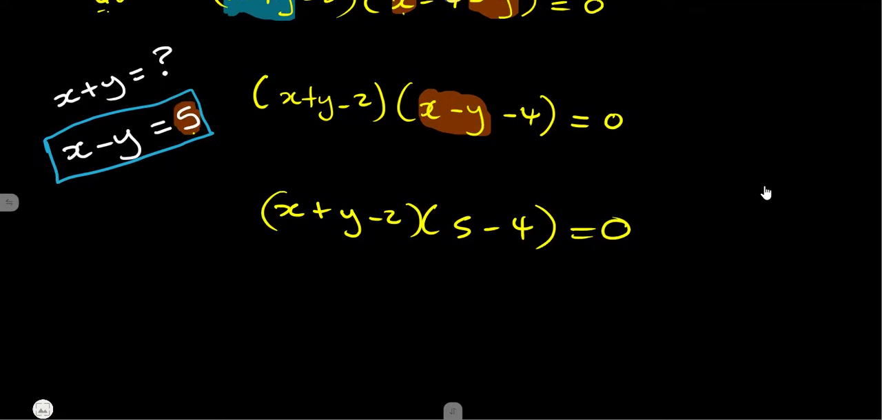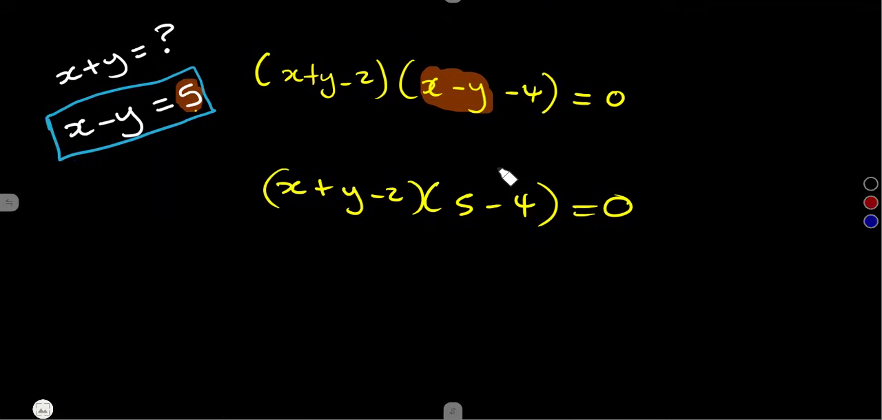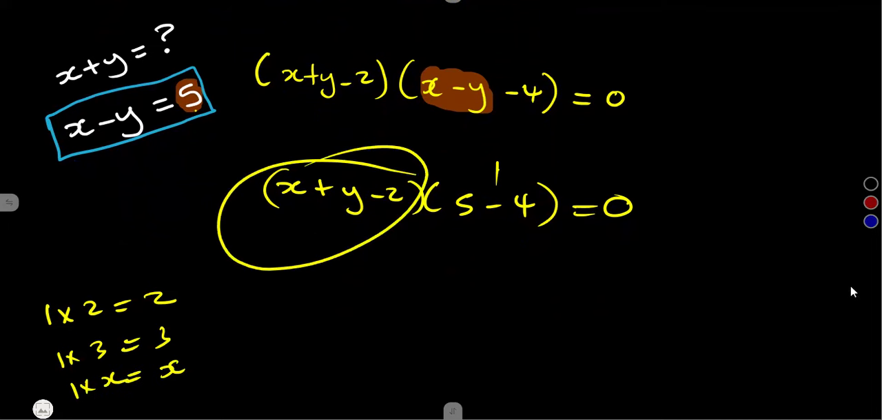Just like that, we can solve this equation. 5 minus 4, that's a 1. And we do understand, guys, 1 times any number, that number remains as it is. 1 times 2, that's a 2. 1 times 3, that's a 3. So 1 times x is also x. So 1 times this bracket, it will remain as it is.